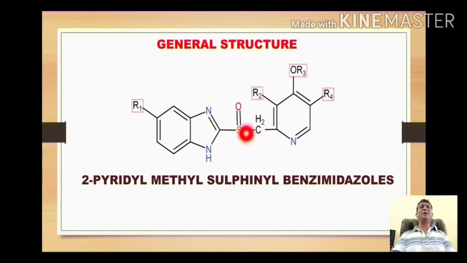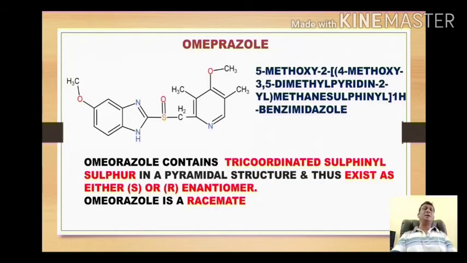That means both the rings are attached to each other by their second carbon by the sulfinyl methyl. So the common name given to this general structure is 2-pyridyl methyl sulfinyl benzimidazole, because the pyridine ring is attached at the second position. The first drug is Omeprazole.